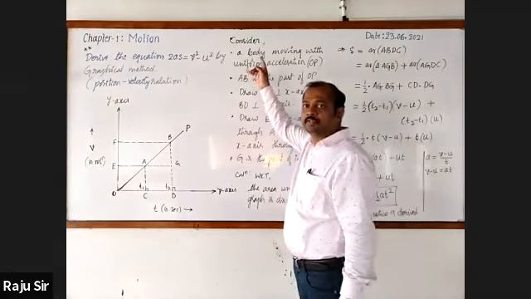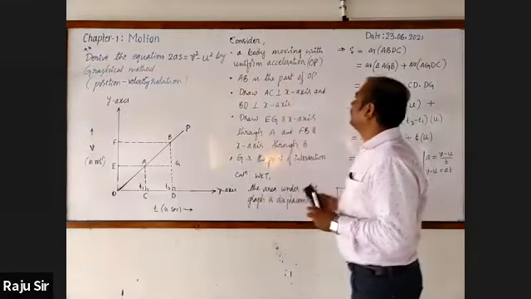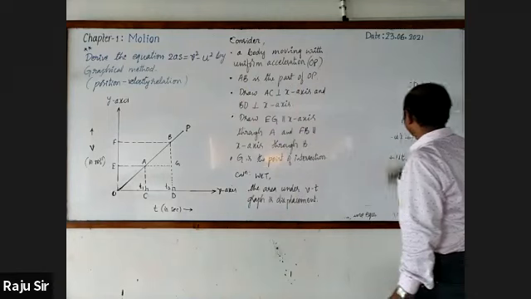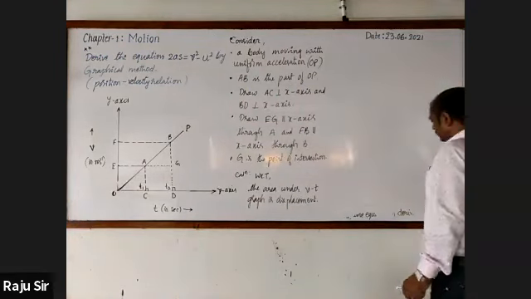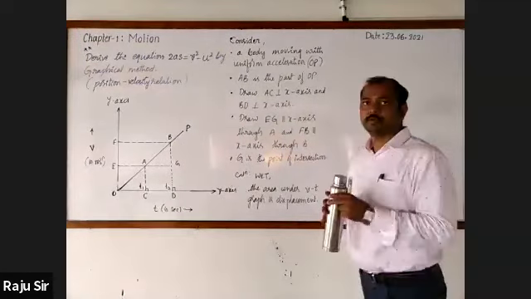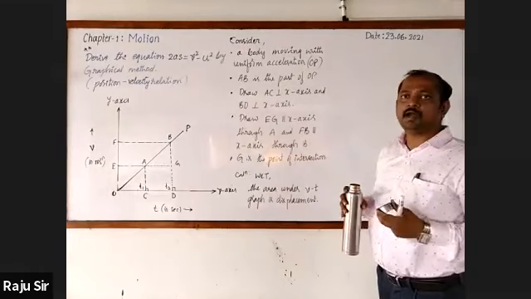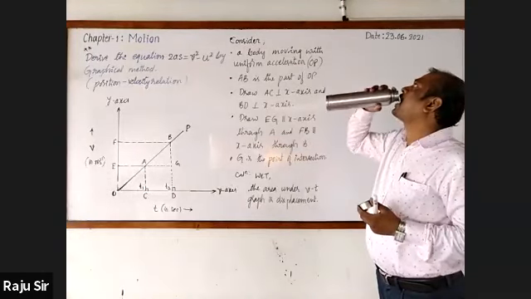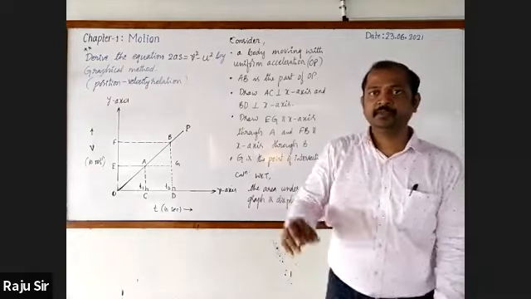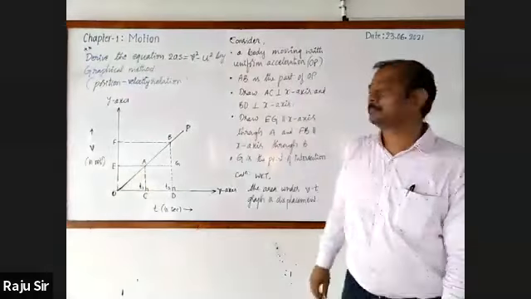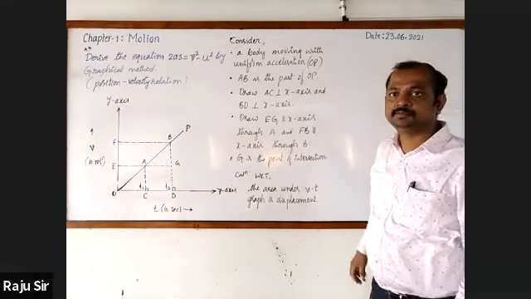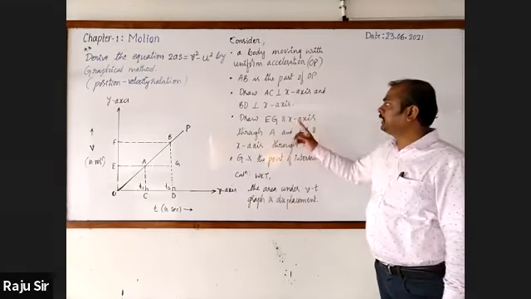Now, you write the same information. Consider a body moving with uniform acceleration. Next one. AB is the part of the line OP. Next, draw AC perpendicular to X-axis and BD perpendicular to X-axis.